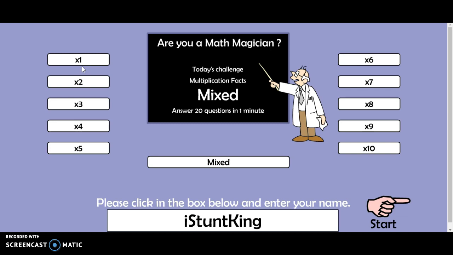There are also other ones, not just multiplication. There's a division one, an addition one, and a subtraction one. That's basically all you need, and I will be leaving a link in the description of the website for the multiplication one.